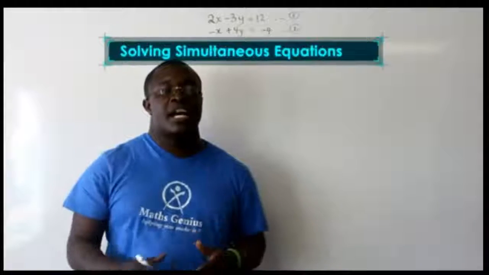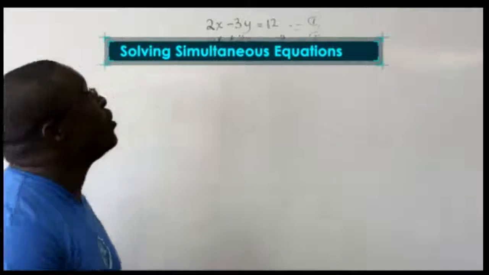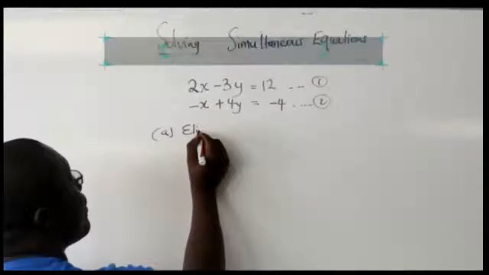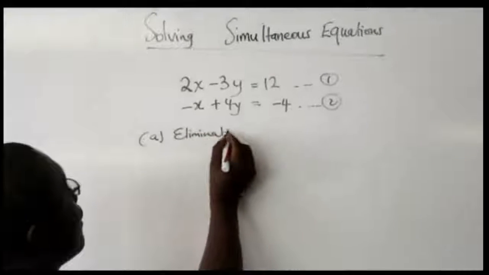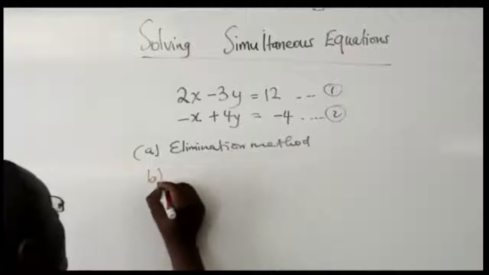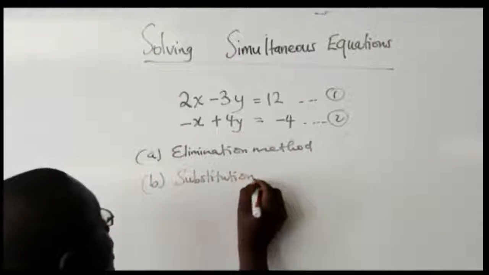We're going to be looking at how to solve simultaneous equations. So we're going to look at A, the elimination method, and B, the substitution method.